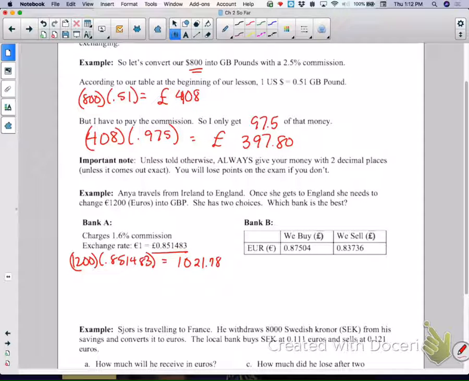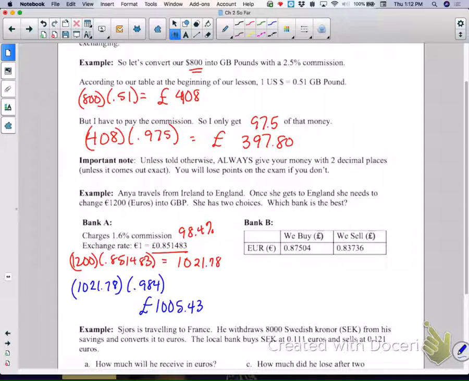Now, we have a 1.6% commission, which means I'm going to get 98.4%. Again, I just subtracted from 100 to get that. So I'm going to take that 1,021.78 times 0.984, and that's going to give me 1,005.43, and that's going to be in my Great Britain pounds.